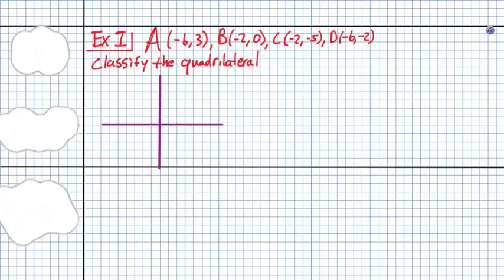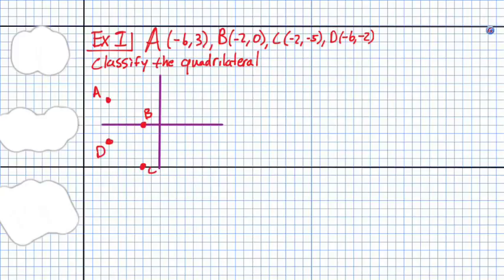So negative 6, negative 3, negative 6, positive 3. That's going to be 1, 2, 3, 4, 5, 6, 1, 2, 3. Alright, so we have a point here, and that's point A. And then we have point B, which is at negative 2, 0. Then you have point C, which is at negative 2, negative 5. And then you have point D, which is going to be at negative 6, negative 2. Alright, so that's C. And that's D.